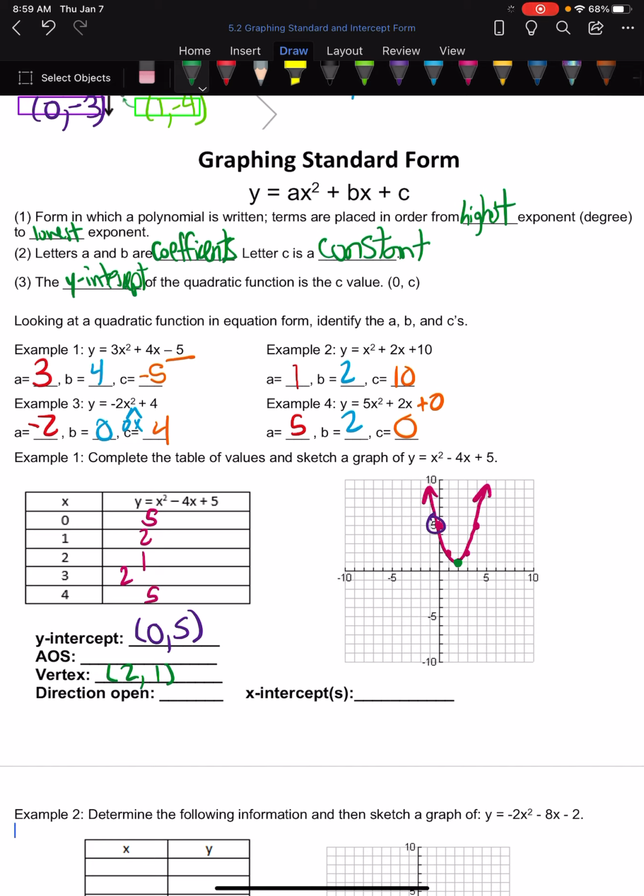making our axis of symmetry then going through that x value at 2, so x equals 2. And direction open, we had identified that first, so it's opening up. And we do not have any x-intercepts. So I'm just going to put none for my x-intercepts.